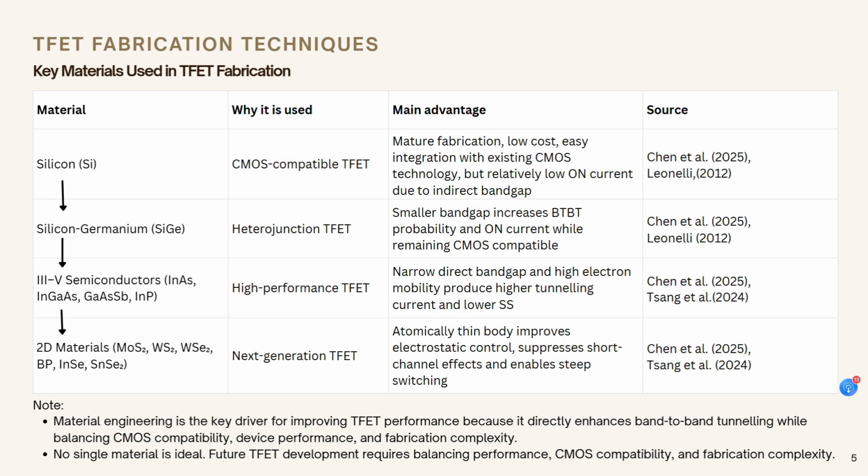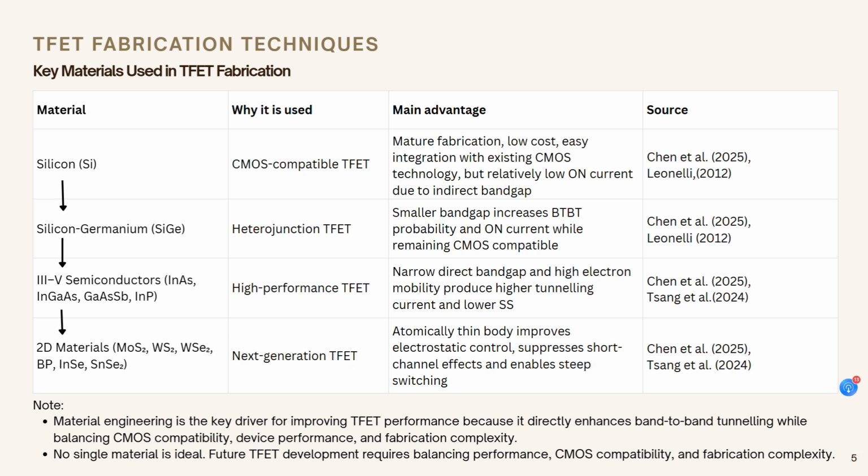Overall, the material development has progressed from conventional silicon to silicon germanium, then to group III-V semiconductors, and finally to two-dimensional materials, with each generation aiming to improve tunneling efficiency and reduce power consumption.